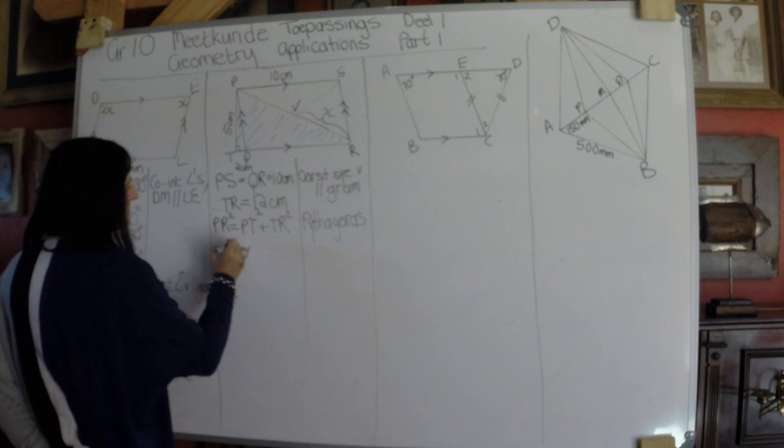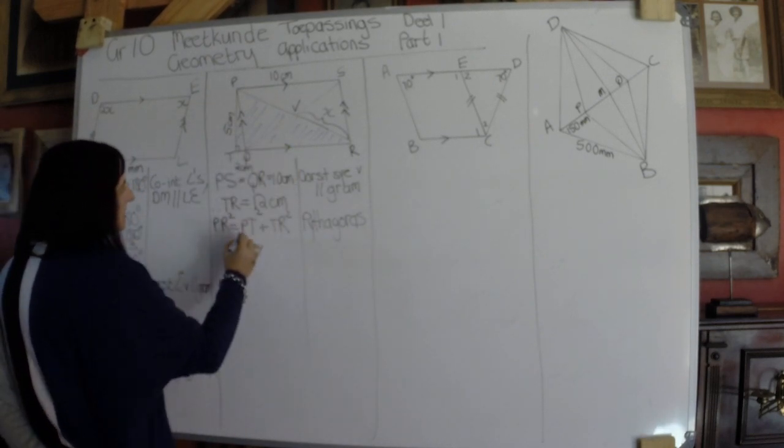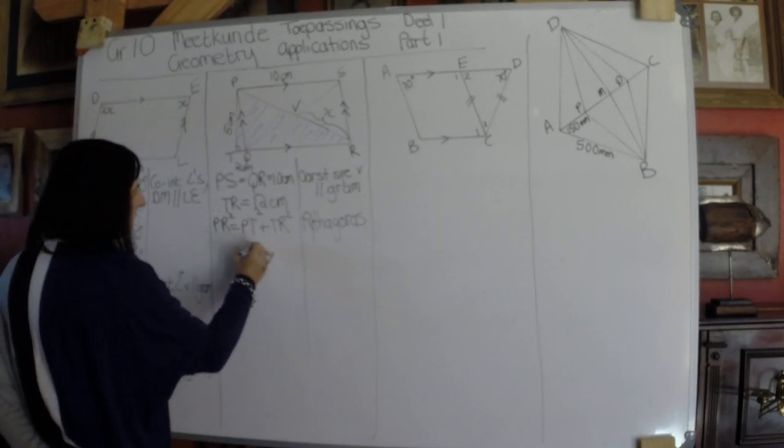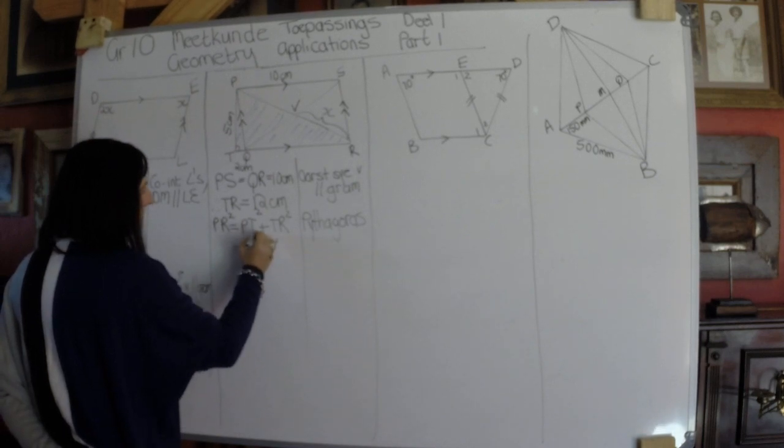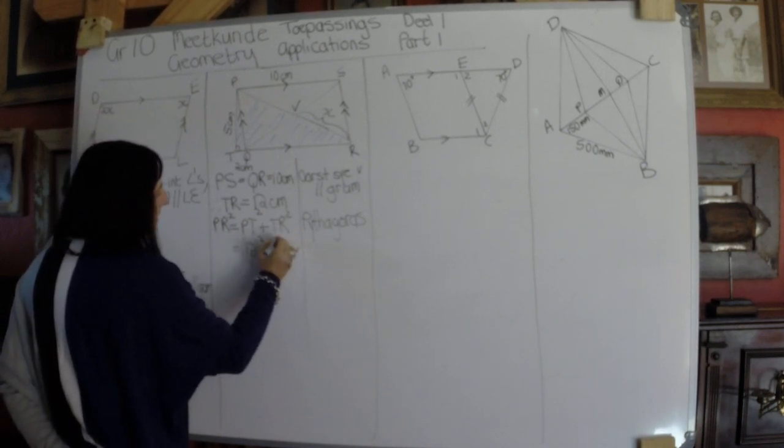Okay, now we can do substitution. We've got PT, that's 12 square plus 5 square.